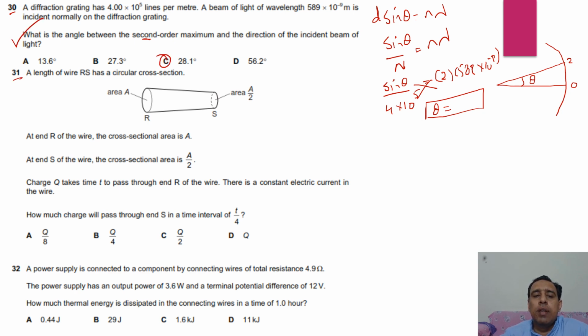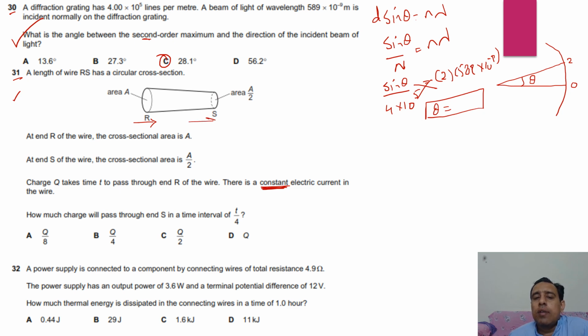For question number 31, look here. This is a length of wire RS. The cross-sectional area is A at one part and A by 2 at R of the wire. So there is a reduction in the cross-sectional area, but charge Q takes time T to pass through the wire at this point. The important thing is that a constant electric current is flowing in the wire.